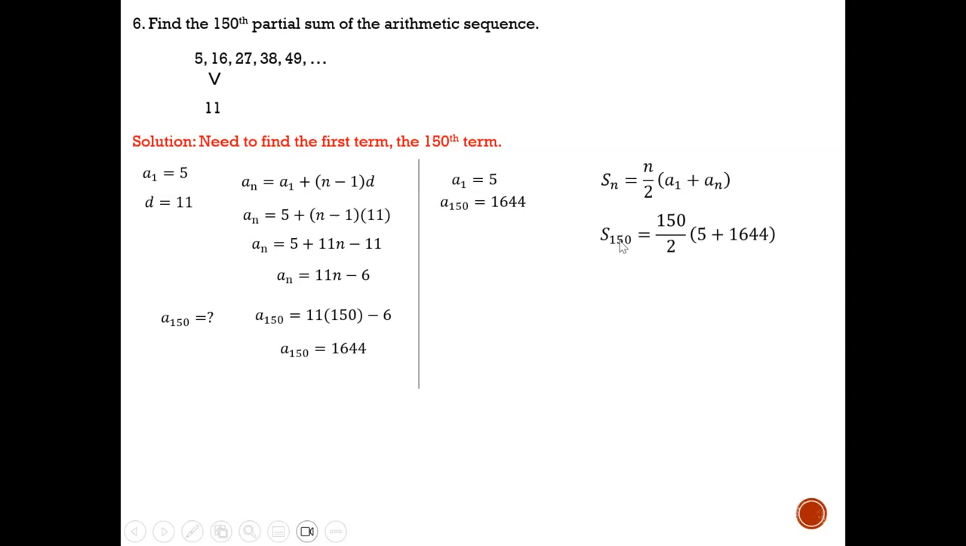So S of 150, the sum of the first 150 terms, is going to be n divided by 2, which will be 150 divided by 2, times 5, which is my first term, plus 1,644, which is my last term, the 150th term. We add them, so this will give us 1,649 times 75. So this is my answer, guys. It will be 123,675. That means if we add all the terms from 5 to the 150th term, it's going to give us 123,675.